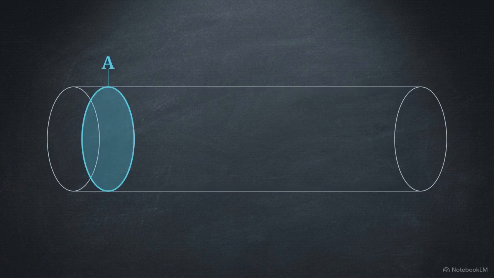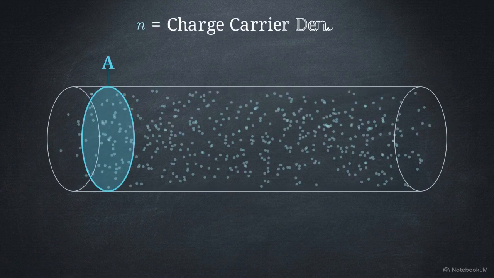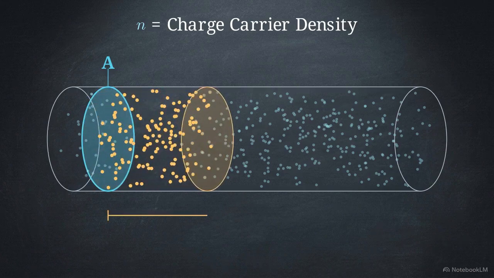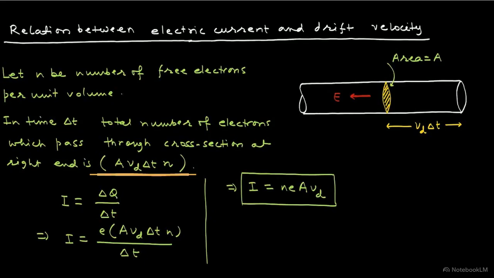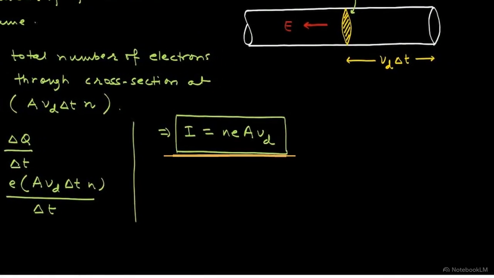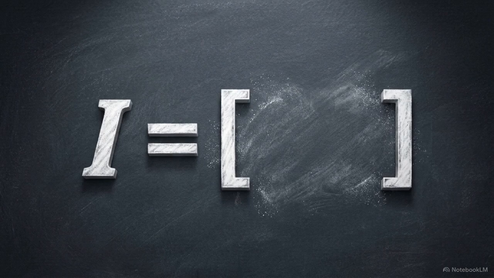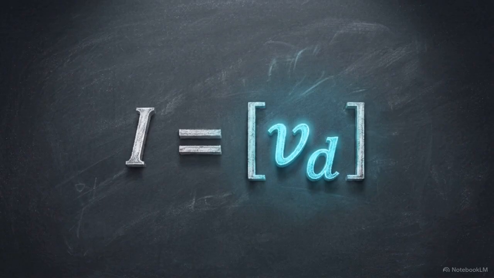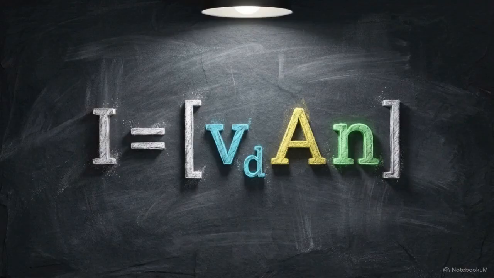n represents charge carrier density per unit volume. The charge moving in time delta t equals the volume of a sliding electron cylinder, area A multiplied by drift velocity and delta t. These notes mirror that geometric derivation, defining the total electrons passing the cross-section. Multiplying by elementary charge e and substituting into the electric current definition, delta t cancels out. This leaves the final macroscopic equation, current I equals n e A v_d. This proves that macroscopic current is strictly proportional to three physical factors: the microscopic drift speed, the physical cross-sectional area, and the specific electron density.